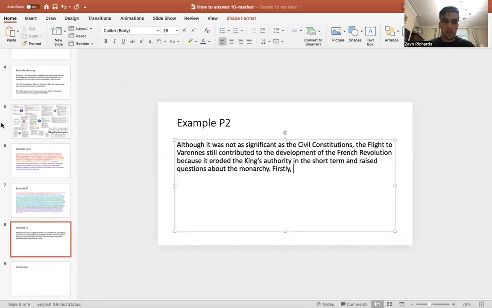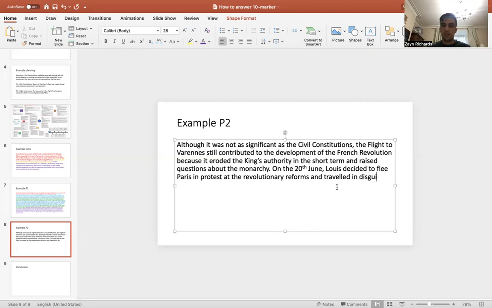Firstly, I talk about here, firstly, on the 20th of June, Louis decided to flee Paris in protest at the revolutionary reforms and traveled in disguise to the border to be met by General Bouillé of Austria, who had 10,000 waiting.